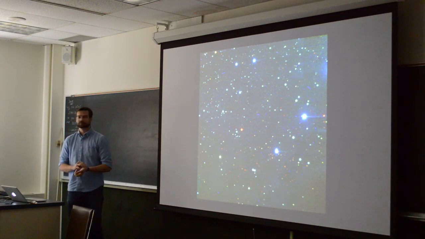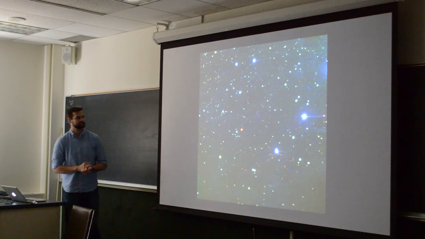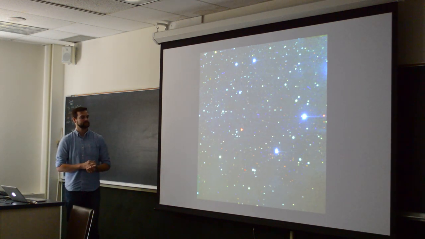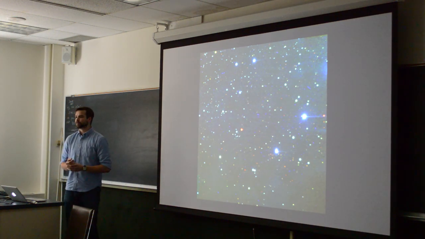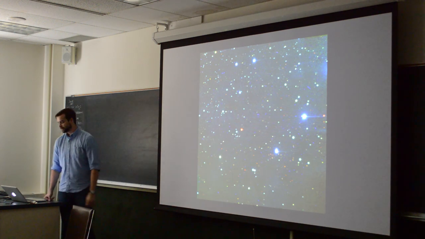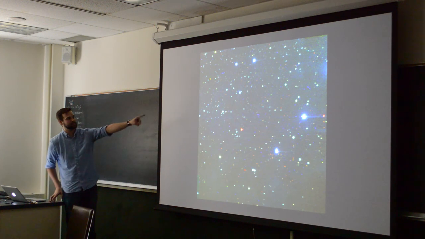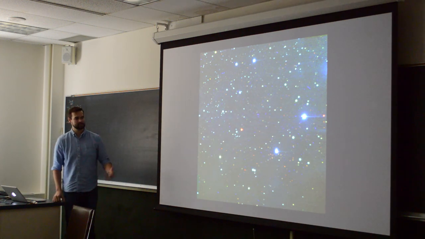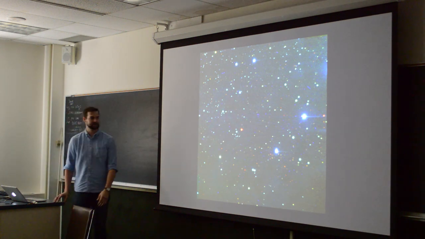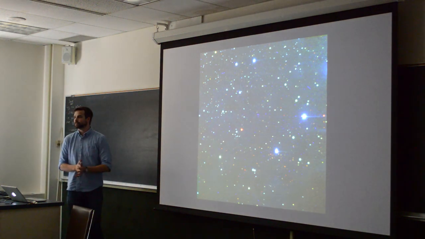So those very red faint stars might be just background stars that have been highly reddened. They could be. I have to mess around with the scaling a little bit. You can see some blue artifacts in here too, which shouldn't be there. So it's not perfect. I'm still messing with it right now. But there is blue nebulosity.